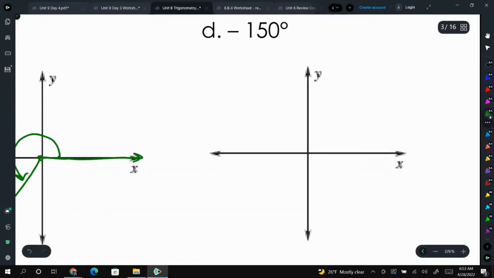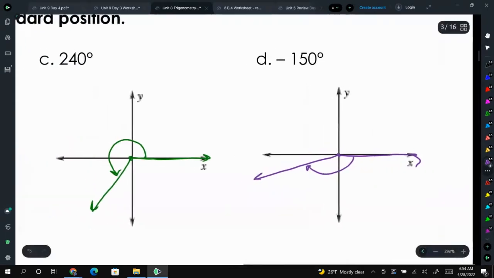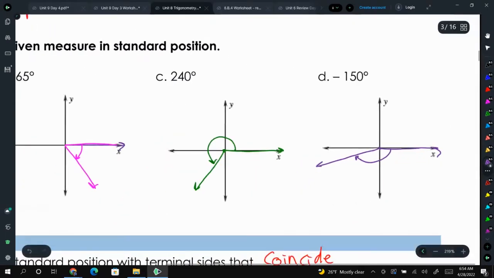And then negative 150. Again, negative 150 is less than negative 90 but bigger than negative 180, so it's going to be about here. This will be your measure for negative 150 degrees. So again, when we're drawing angles, we want to draw our best estimate. We're not looking for exact, but close enough.